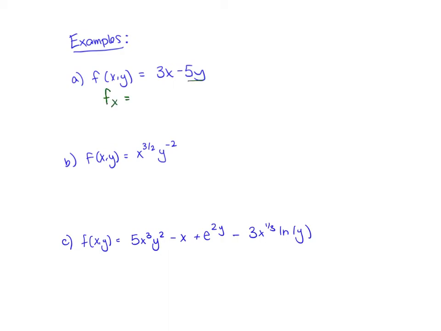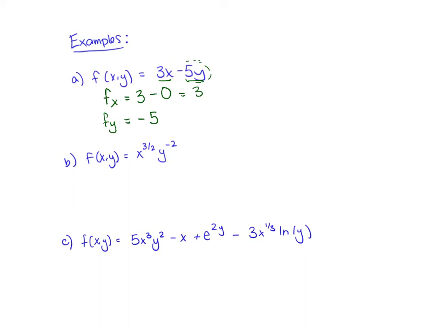So for the first one here, if I do the partial with respect to x, I want to think of y as a constant. So the derivative of 3x with respect to x is just 3. And now I'm just subtracting away a constant here, so the derivative of a constant is just 0. So that's the same as just 3. And then my partial with respect to y, thinking of x as a constant. So 3 times x is a constant, its derivative is just 0. And the partial with respect to y is just negative 5.